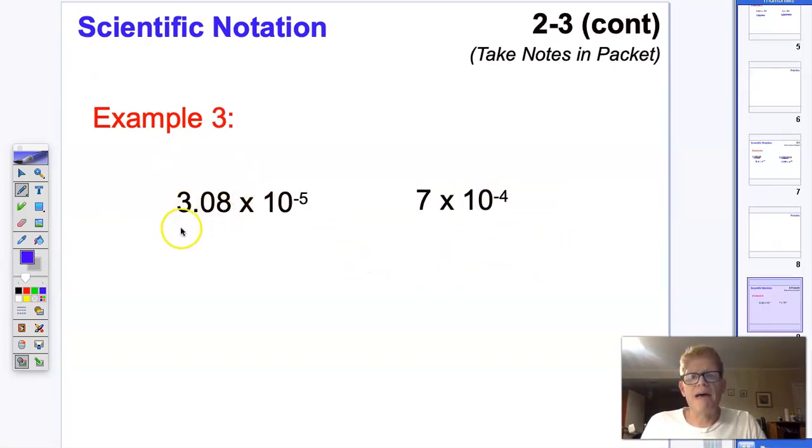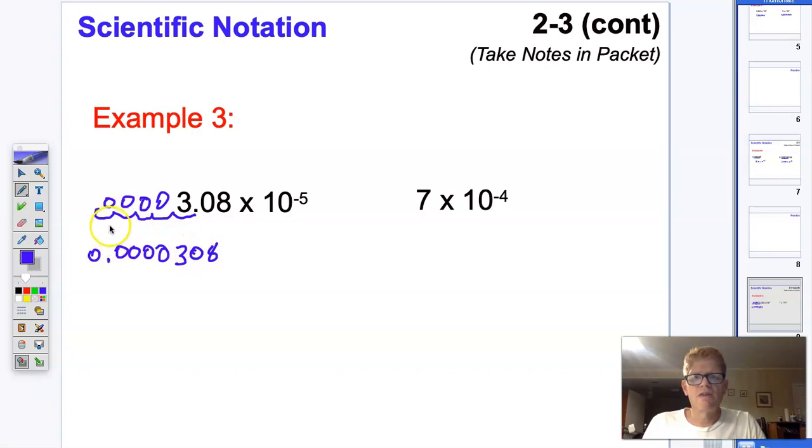Let's convert them back. So 3.08 times 10 to the negative 5th, that means I'm going to take my decimal point and move it over 1, 2, 3, 4, 5 spaces. So that's going to give me 1, 2, 3, 4 zeros in front of that 3. 1, 2, 3, 4. And I'll put my decimal there, and I can't forget my 0 and 8. So that's 0.0000308.